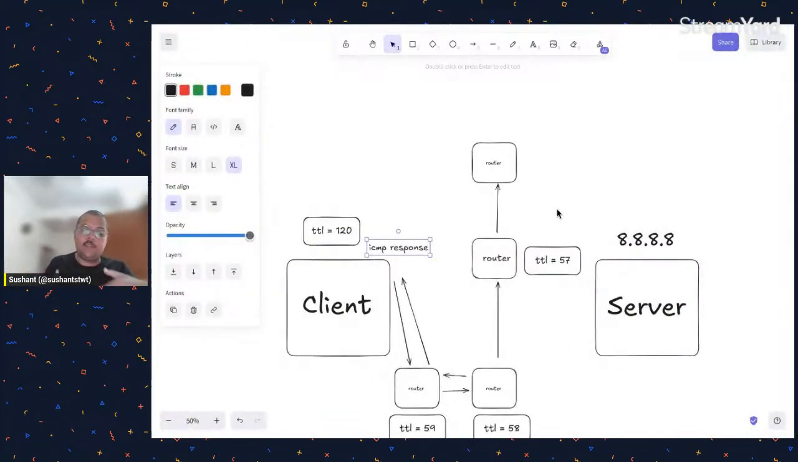Generally, ICMP is used for sending out a message if something bad happens. For example, your router is not able to handle a lot of requests. It will generally just send back an ICMP response like, "Hey, I'm not able to handle a lot of requests. Can you just stop sending data?" So it's a messaging protocol which routers use, which is pretty helpful.